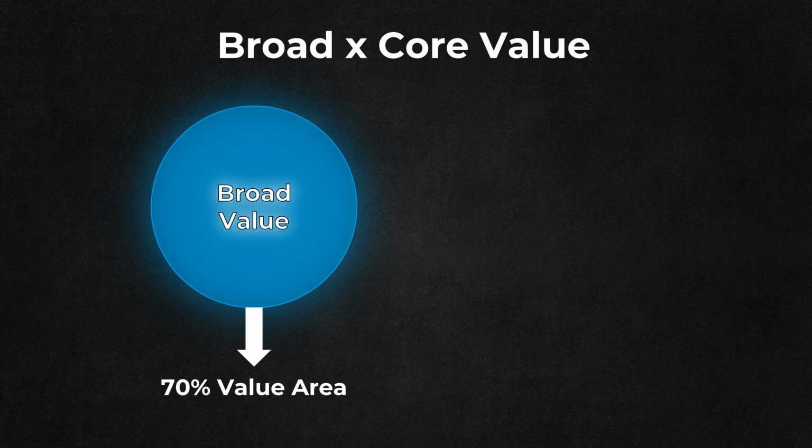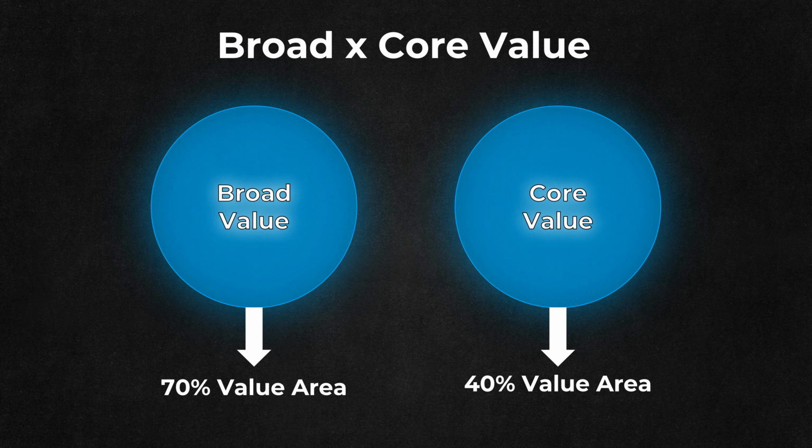Here's an important insight that will make all the difference when we look at the volume profile strategies. The 70% value area is considered the broad value area, but many order flow traders use what is called a core value area, which is 40%. This is a more precise setting with many different uses, as you'll learn later.